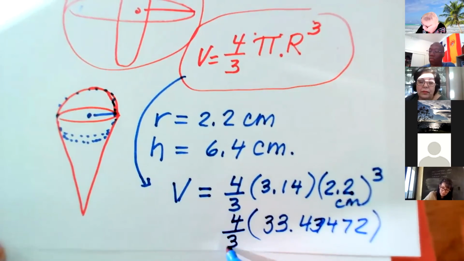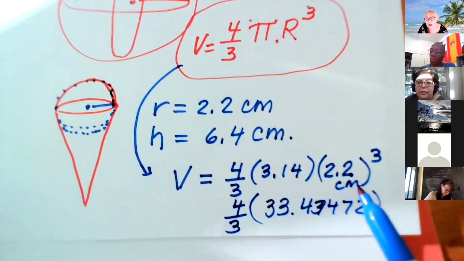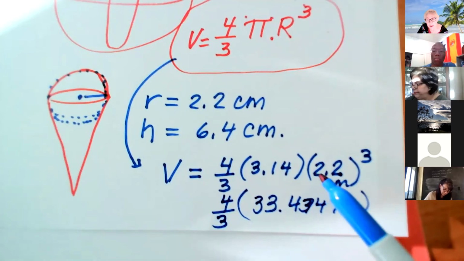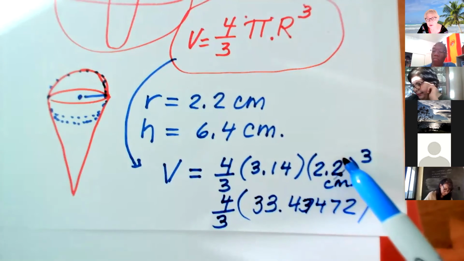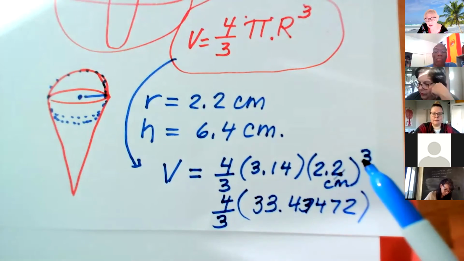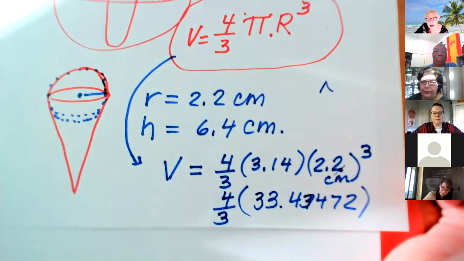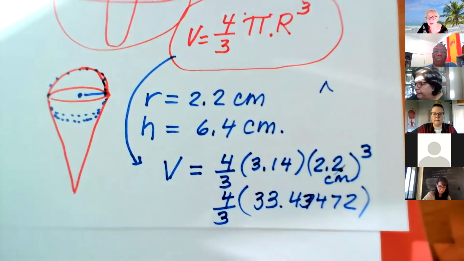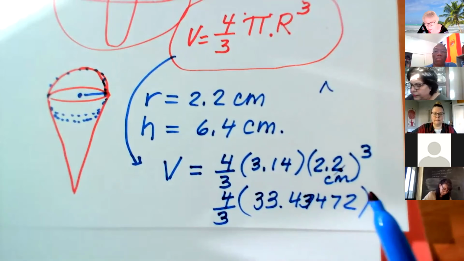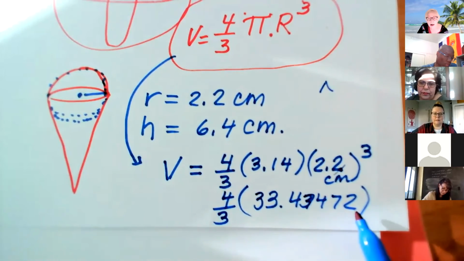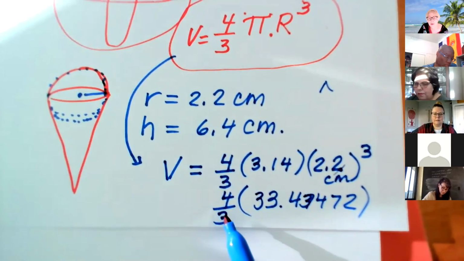Now I need to multiply it by 4/3. So I did this in order of operation, and depending on your calculator, this is the safest way to go. 2 times 2, 2 times 2 to the third power. You can use this key if you have it, or just multiply it 3 times, 2.2, 2.2, 2.2. Regardless, get an answer, multiply it by 3.14, and this is the answer I saw. And then you still need to multiply it by 4/3.